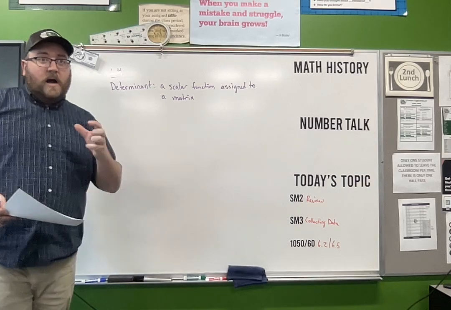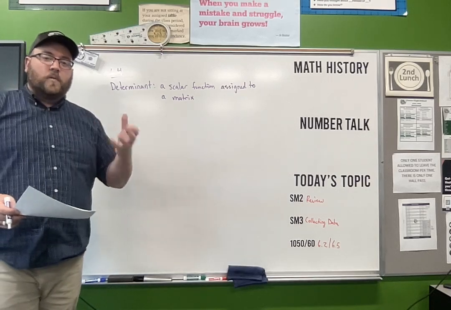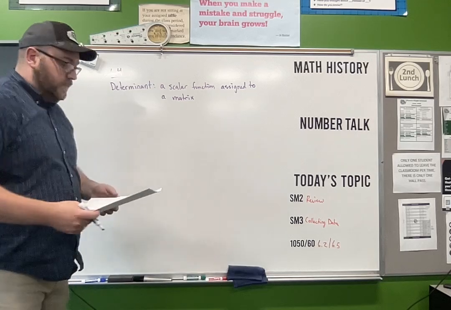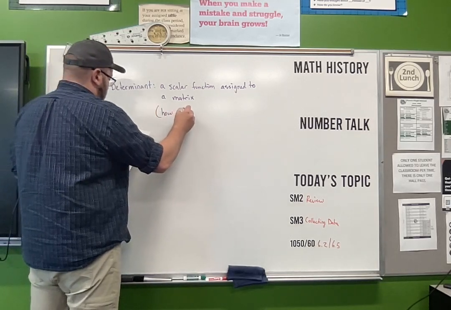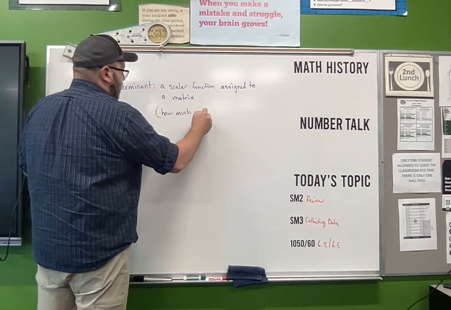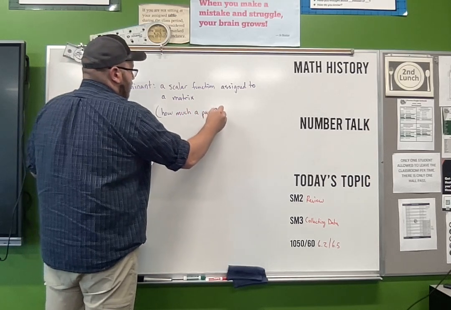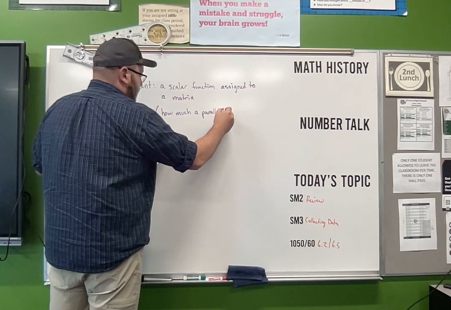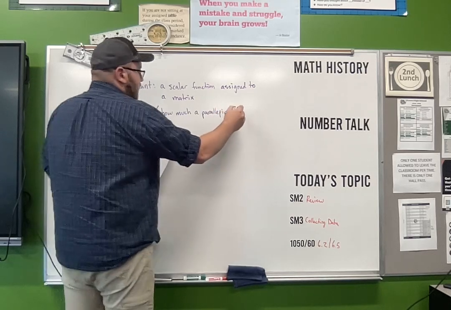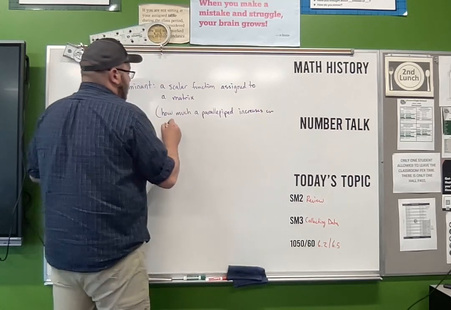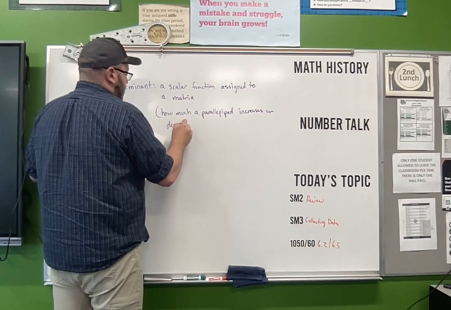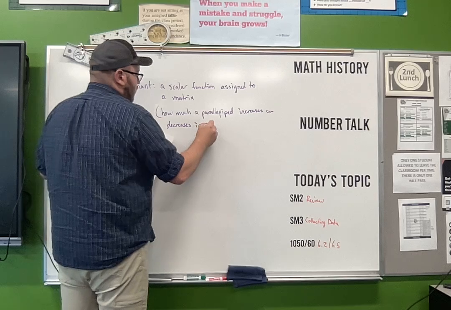So a little bit more concrete definition of what a determinant is: it's how much a parallelepiped increases or decreases in volume.